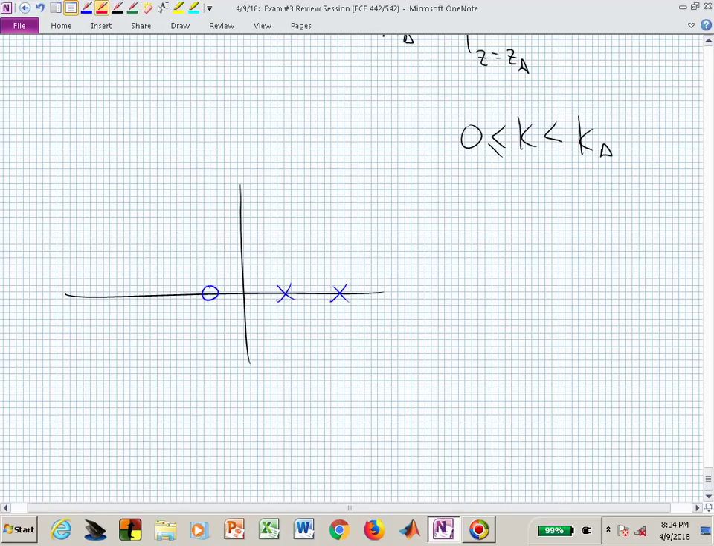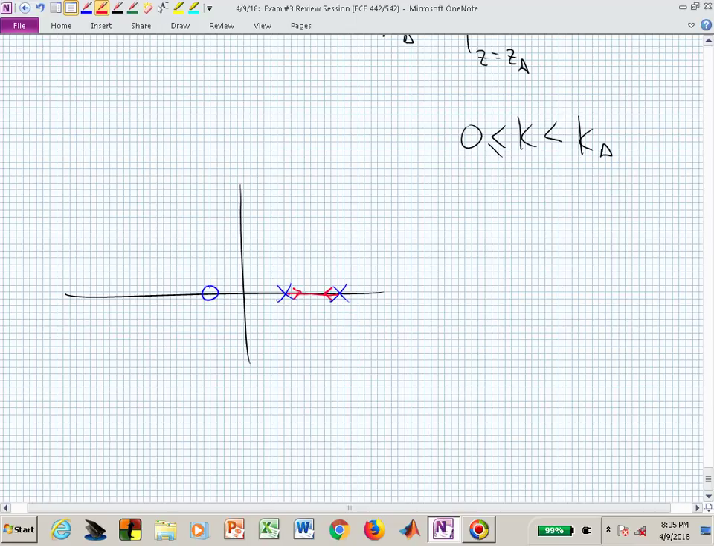To the right of the first x? No. How about between the x's? All right, there's 1. And how many root locus branches live there? 2. And where do they begin? At the open loop poles. So I have 1 branch going right. I have 1 branch going left. Is the origin a part of my root locus? No, because I have 2 poles to the right.